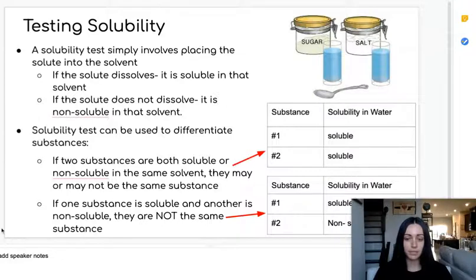However, if I perform a solubility test and find that one substance is soluble while the other is non-soluble, I can definitively conclude that those substances are not the same. So again, if I perform a solubility test and find that two substances have different solubility in the same solvent, meaning one is soluble and the other is not, we can 100% conclusively state that those substances are not the same. Because if they were the same substance, based on what we know about properties, they would need to have the same solubility in a given solvent.